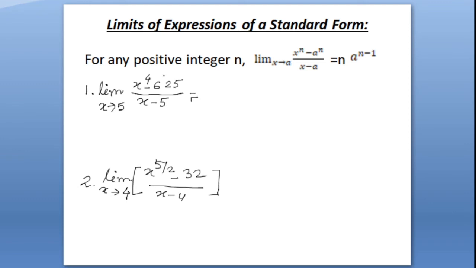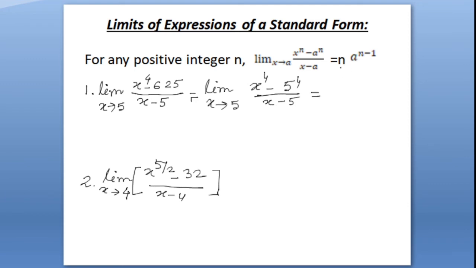Here x to the power 4 and 625 is given, that means x to the power n minus a to the power n, so we need to convert this. For that, limit x tends to 5, this is x to the power 4 minus, if we write 5 to the power 4, then 5 to the power 4 is 625, that is 25 into 25, by x minus 5.